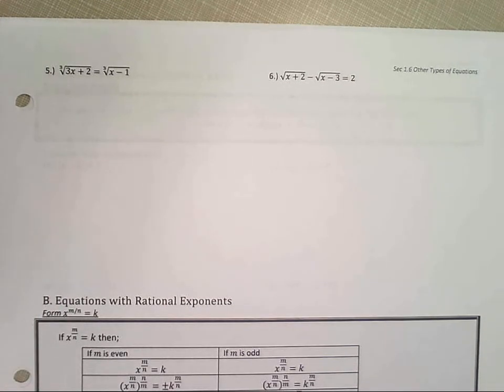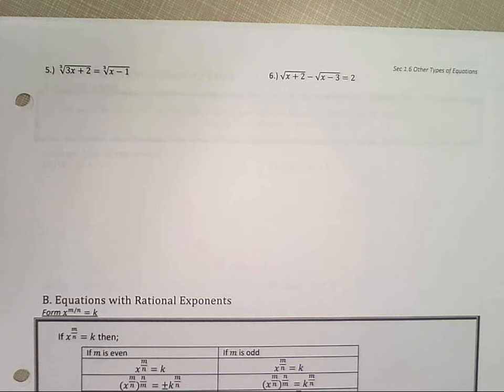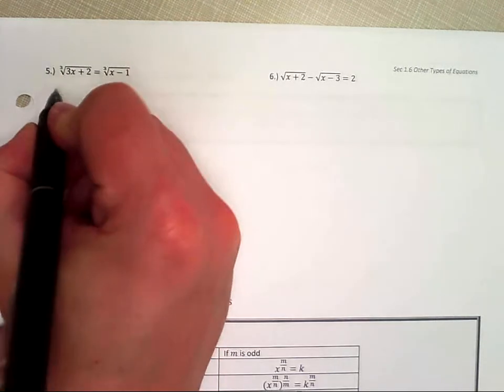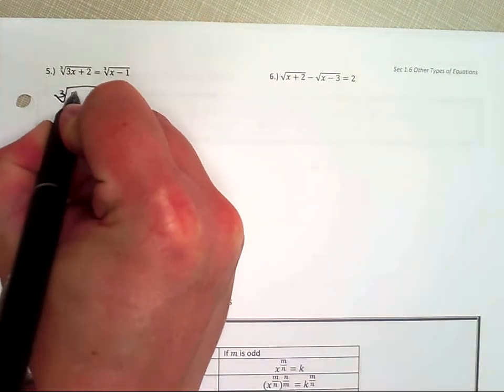Have we isolated a cube root? Or we've isolated a radical? Yeah, we have a radical on both sides, so it's isolated.